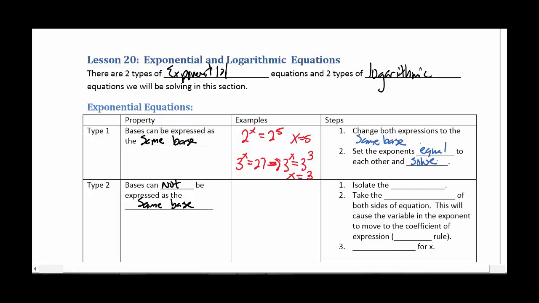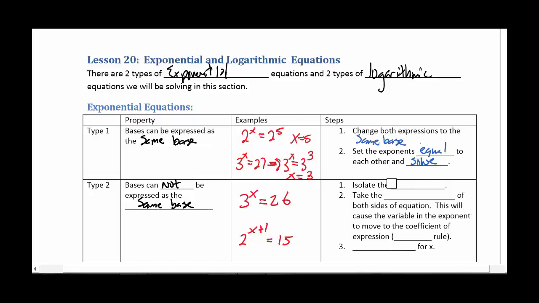Now, when the bases don't match, let me give you an example of this. We have 3 to the x equals 26. There's no power of x that'll ever get that to work. Or I might have 2 to the x plus 1 equals 15. Again, I can't re-express 15 in terms of 2, so we've got to come up with a new rule to do that. What we're going to do is isolate the base with the variable.